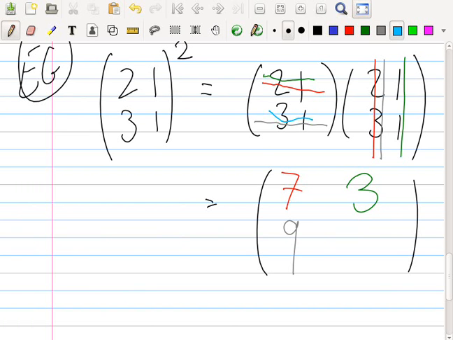Finally, this one with this one. 3 times 1 is 3, 1 times 1 is 1. 3 and 1 is 4. And notice it is not 4, 1, 9, 1. The square doesn't just go on each of the numbers. You have to do it this way to get the right answer.